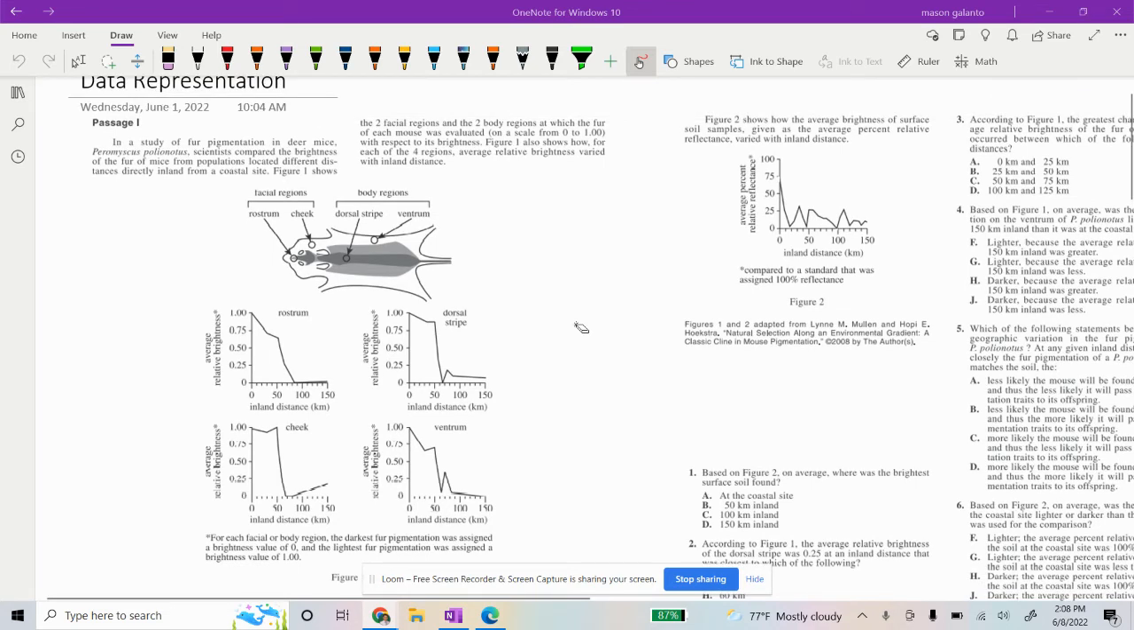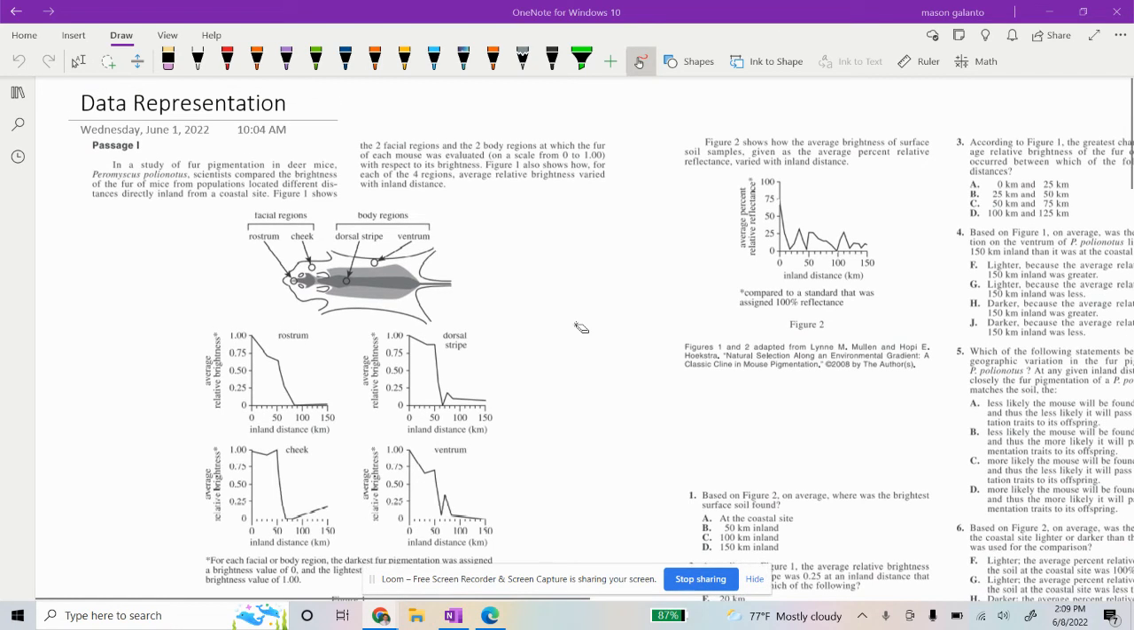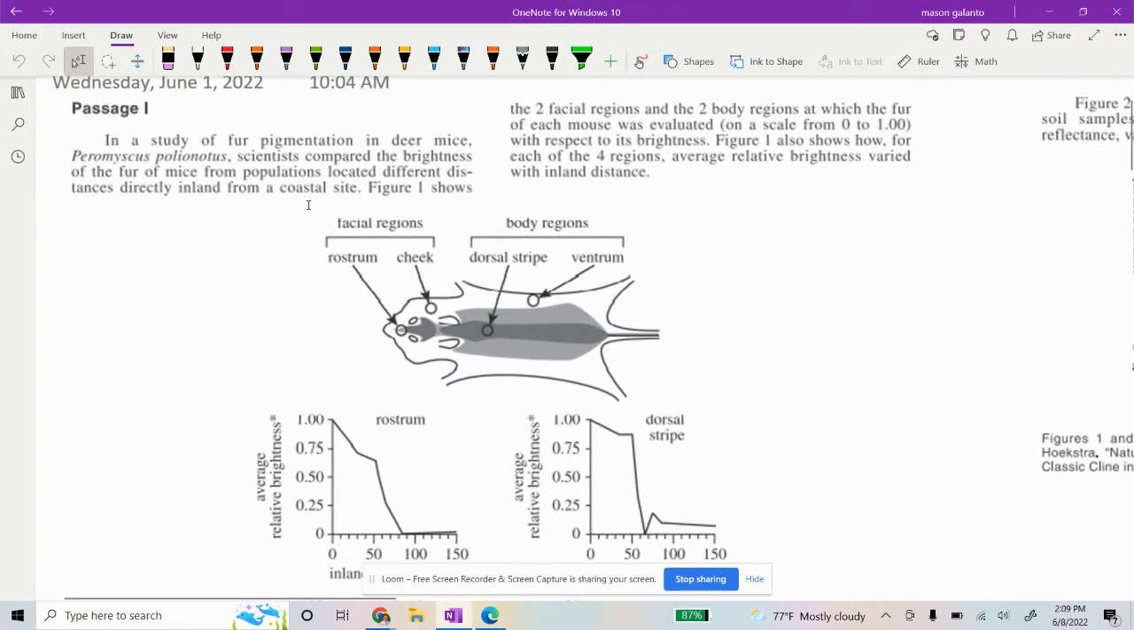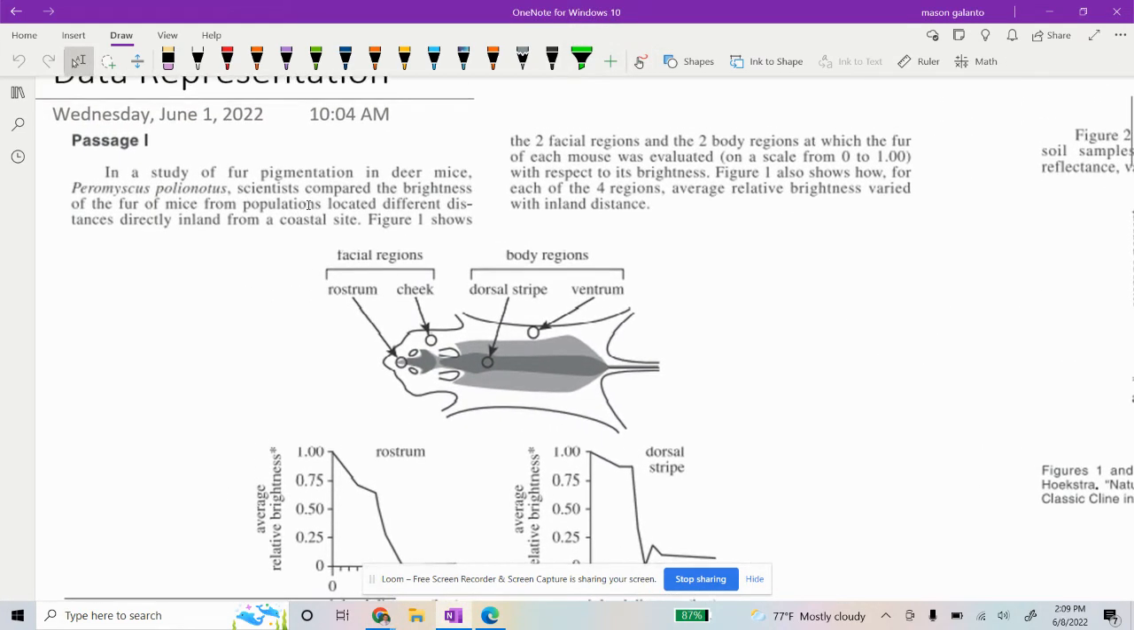And what I want to show you today is how I approach the data representation passages. What we'll notice is that there are a lot of charts. I actually don't even go into the summary, and I'll show you why as we move through this. But the first thing I wanted to do is let's actually take a look at it because just for science passages in general, you will see a trend with specific things.